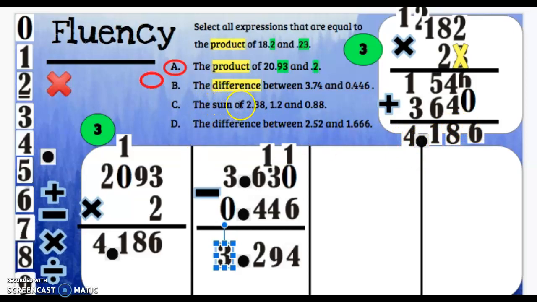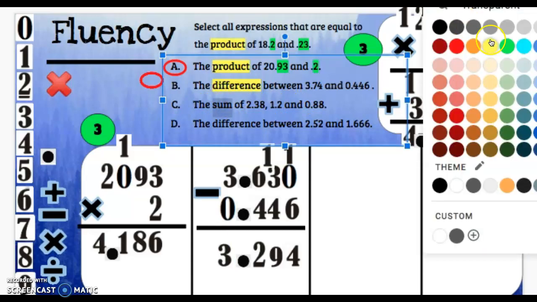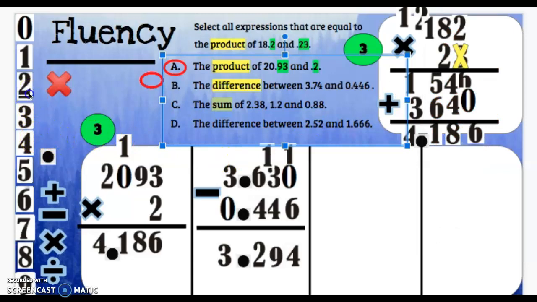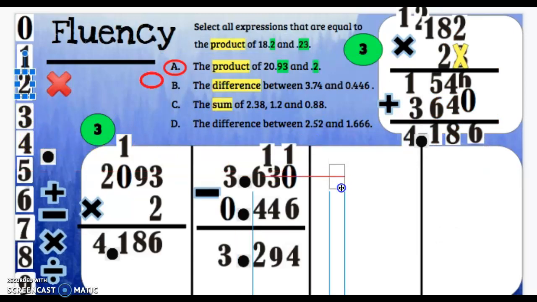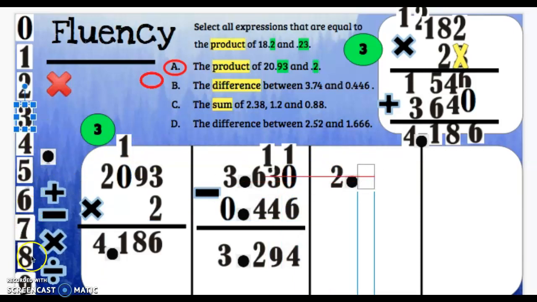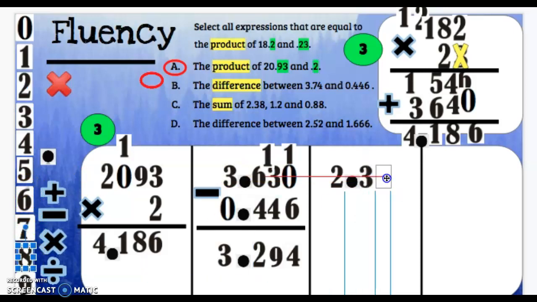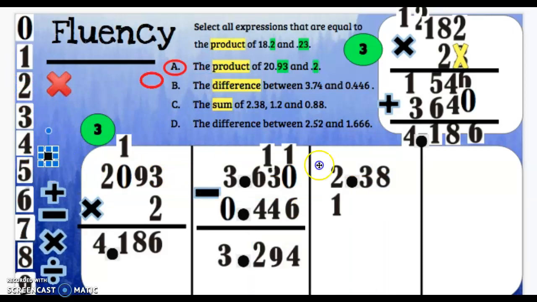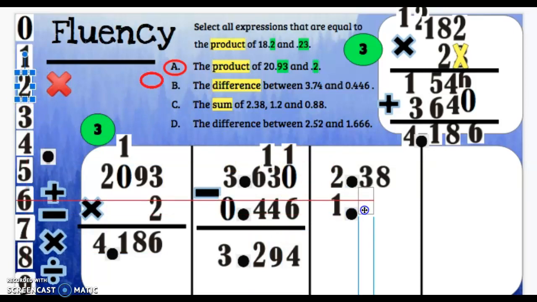It says the sum of 2 and 38 hundredths, 1 and 2 tenths, and 88 hundredths. Okay, sum, that's our important word here. Sum means we need to add. So when we add decimals, remember we line up our digits and our decimal points. So I have 2.38. I have 1 in the ones place value, so I put that in the place value of ones. I put my decimal point down, and I have a 2 in my tenths place value, so I put my 2 in the tenths place value.